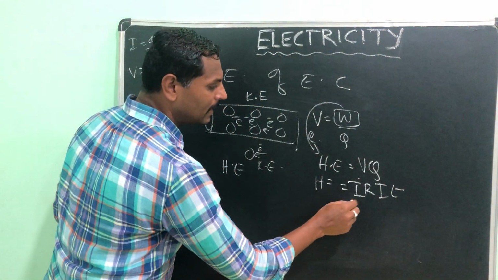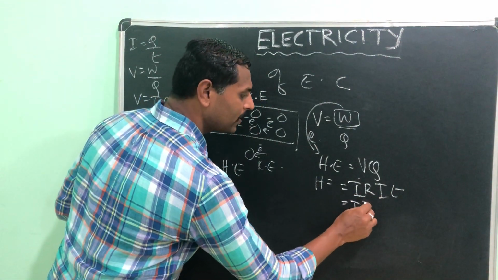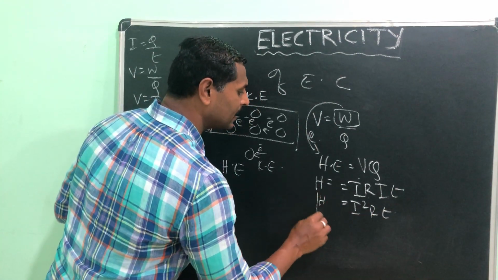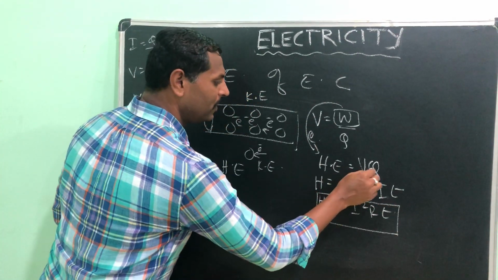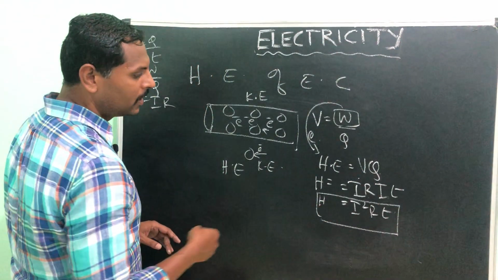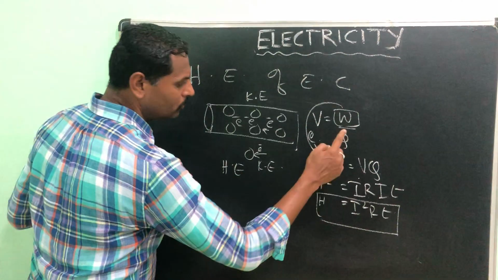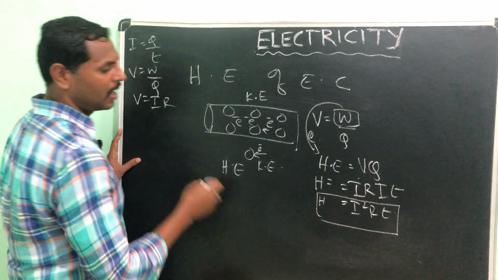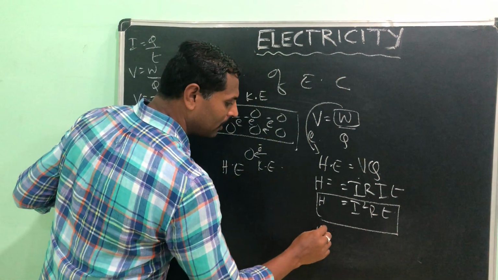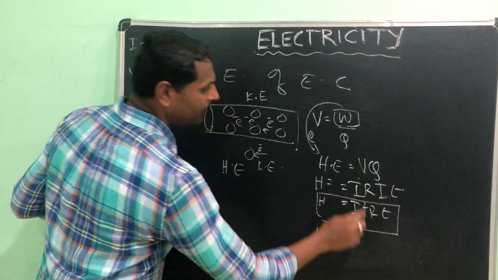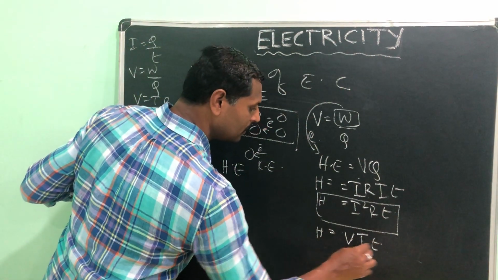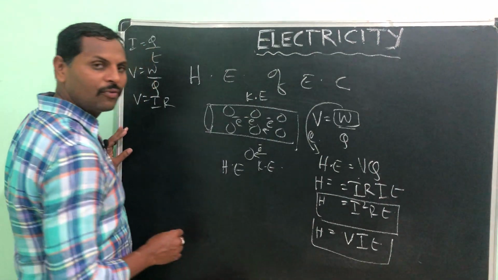Okay. What you will get? I into I square, and R into T. So, first formula for heat energy you are getting, that is VQ. Second one is I square into R into T. Okay. Even you can substitute V is equal to IR. Or I can write one more formula, that is V. Q is nothing but I into T. This is the second formula.